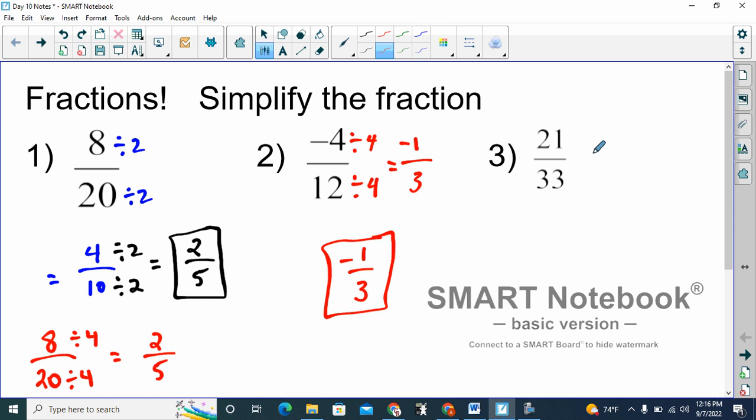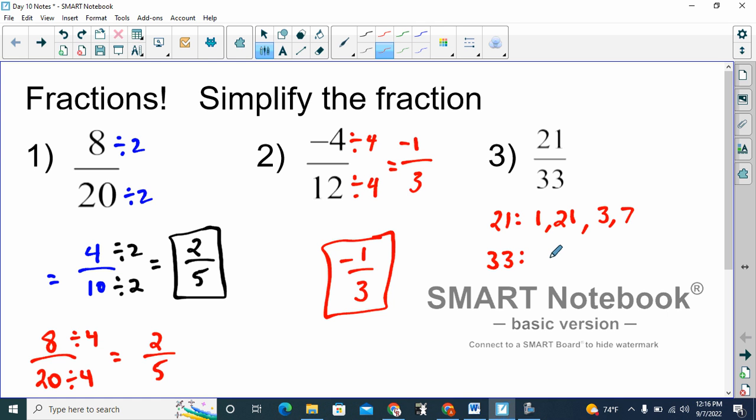Number 3, 21 over 33. If it helps, you can list out the factors of each number. For 21, if we're trying to come up with numbers that go into 21, well, we've got 1 times 21. 21 divided by 2 doesn't come out even. 21 divided by 3, 3 times 7. 21 divided by 4, no. 5, no. 6, no. 7, I'm starting to repeat the ones that I already have, so that's it.